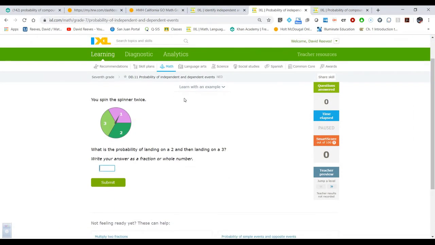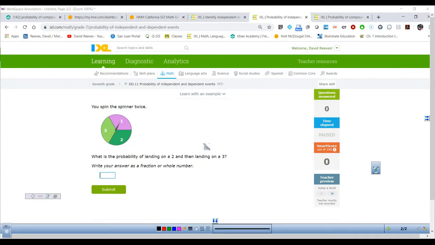It says you spin the spinner twice. Previously we talked about the spinner and how it's independent, right? Whatever I get the first time does not affect what I get the second time. So what is the probability of landing on a 2 and then landing on a 3? The probability of landing on a 2 is 1 out of 3, right? And the probability of landing on a 3, because whatever happened the first time doesn't affect the second time, is also a 1 out of 3.